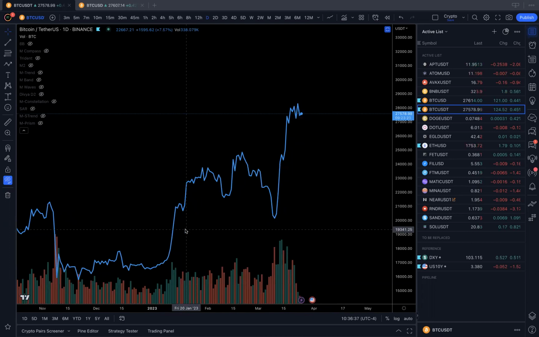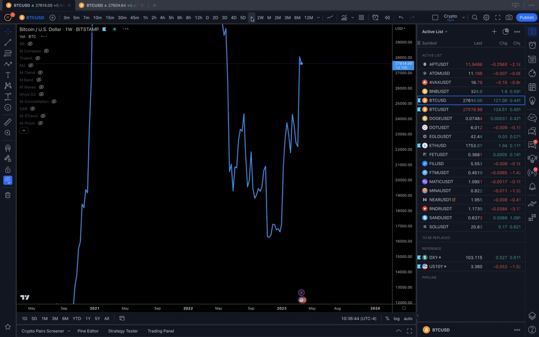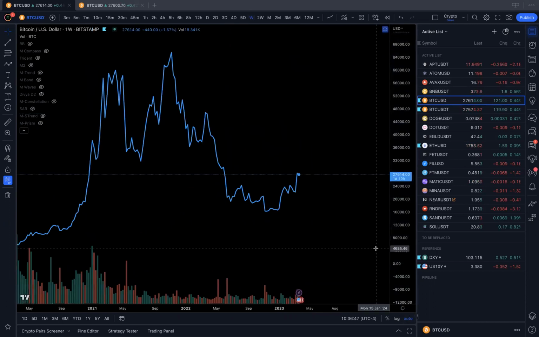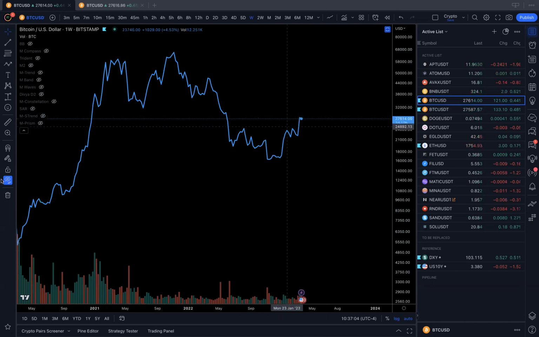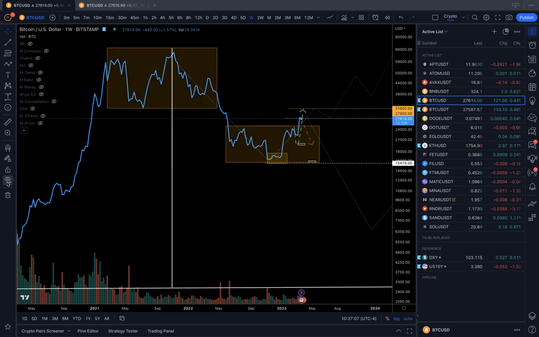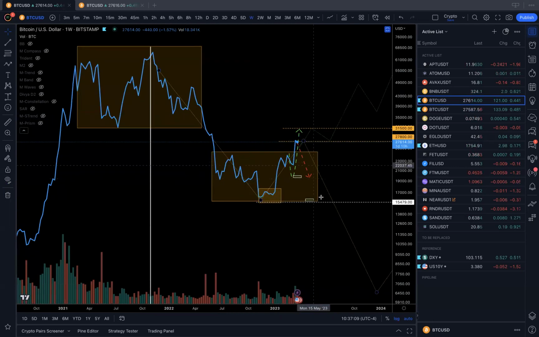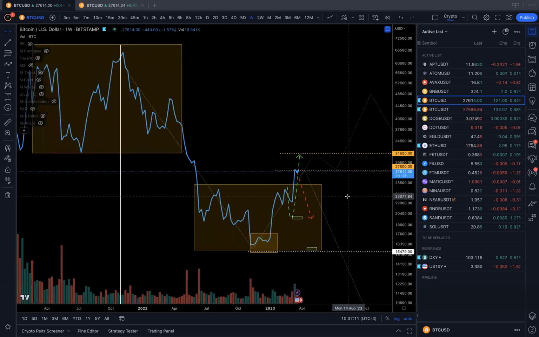Anyway, let's go back to the higher time frame on a weekly and understand the setup here. This is again a line chart. What is good is this breakout, the weekly breakout was amazing. It broke about this setup. So this is the drawing from last week.